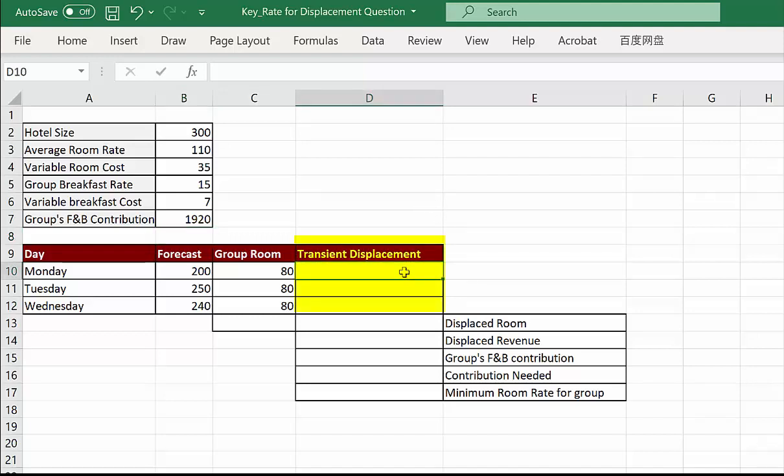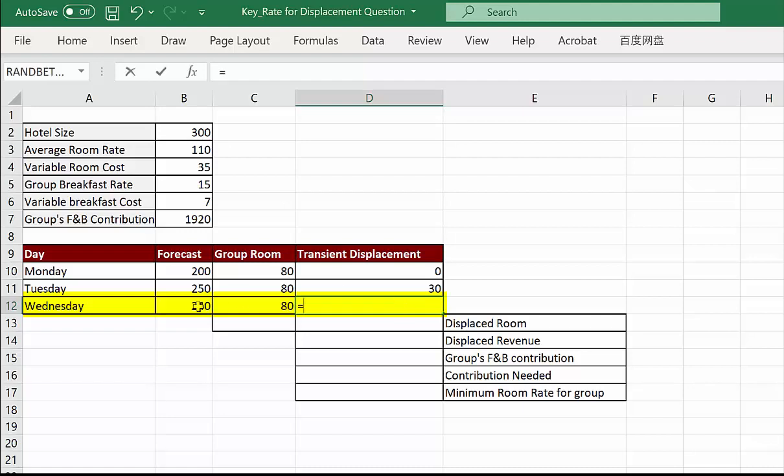And then let's take a look at the transient displacement each day. So for Monday, we have 200 transient demand and 80 group demand. So that is 280. It's smaller than 300 rooms, so we don't need to displace any transient guests. And for Tuesday, we have 250 transient demand plus the 80 room group demand. This is over 300. So we need to displace 30 transient guests if we accept the group's request.